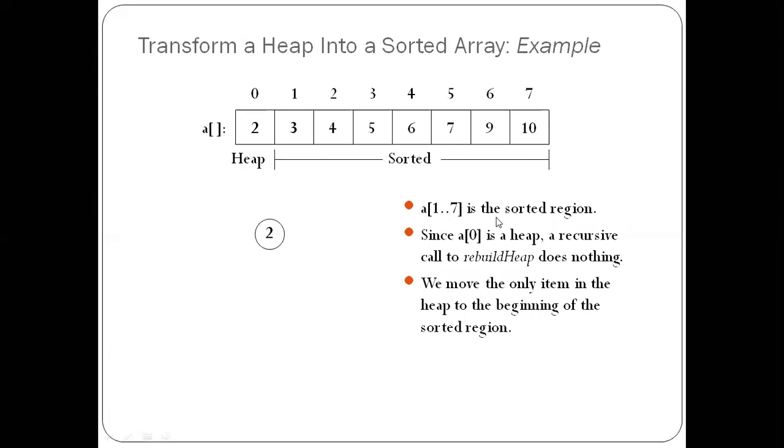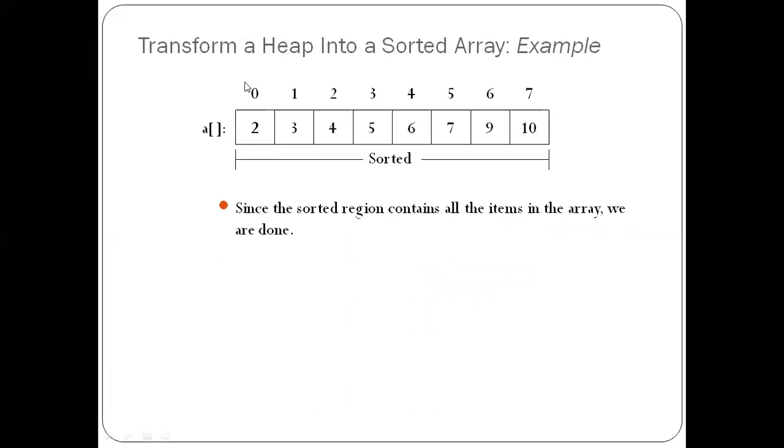A of 1 to 7 is a sorted region. It's already a sorted region. A of 0 is a heap. A recursive call of rebuild heap or heapify is not required, and we can move the only one item left out in the heap into the sorted list. Now you see the entire list is a sorted one. This is the procedure for heap sort.